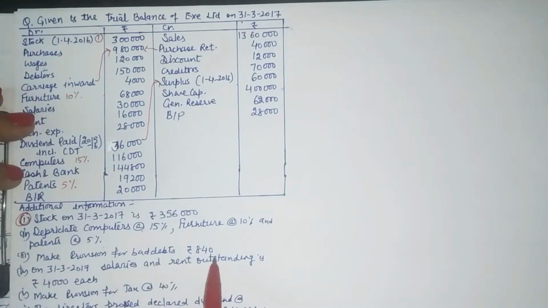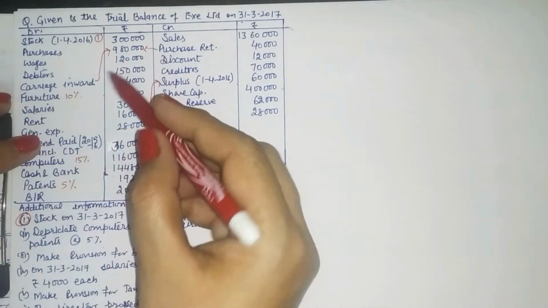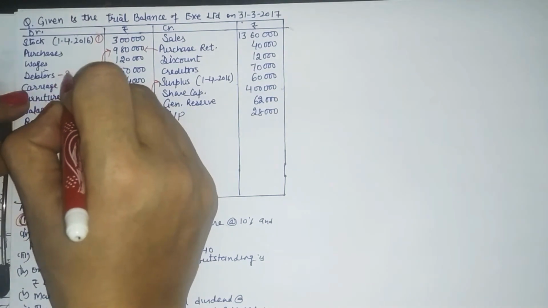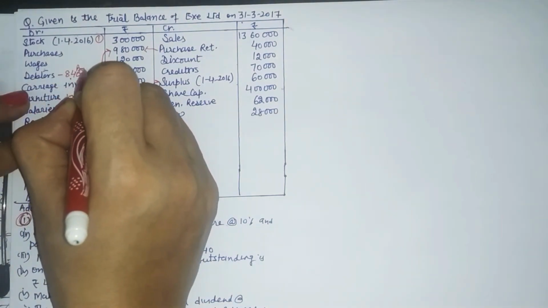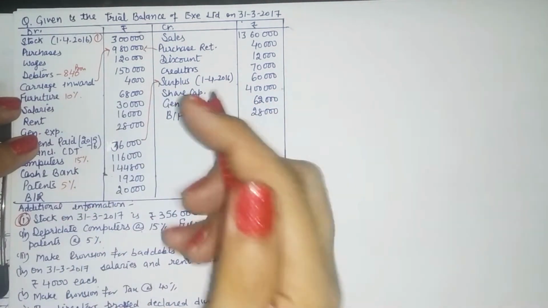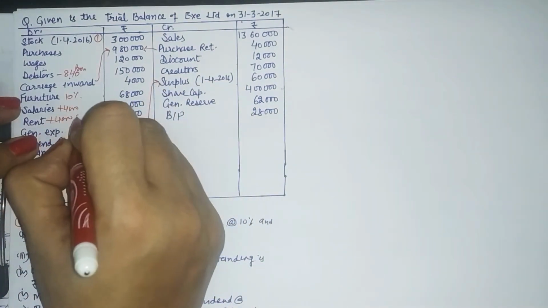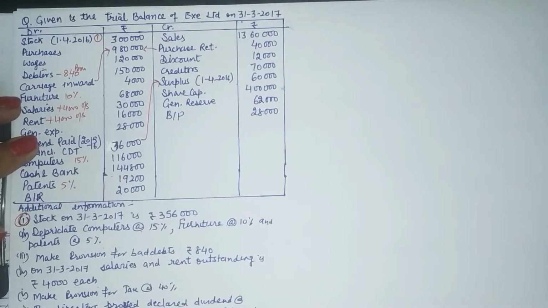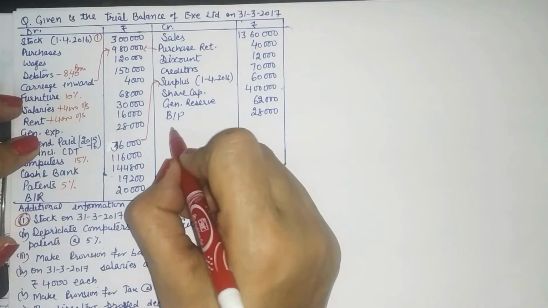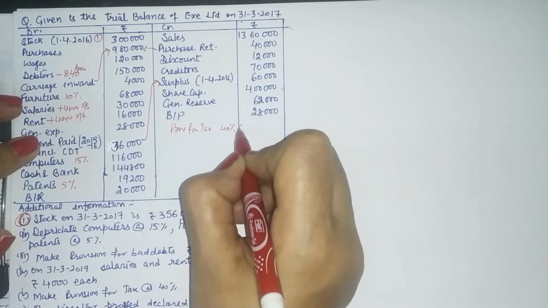Make provision for bad debts 840. So in your debtors, you are to make a provision, 840 is your provision. Then you have salary and rent outstanding 4,000 each. So outstanding belongs to current year. So salary will be added 4,000, rent is plus 4,000, outstanding amount. Then you have provision for taxes 40%. So we can write here provision for tax 40% for current year.